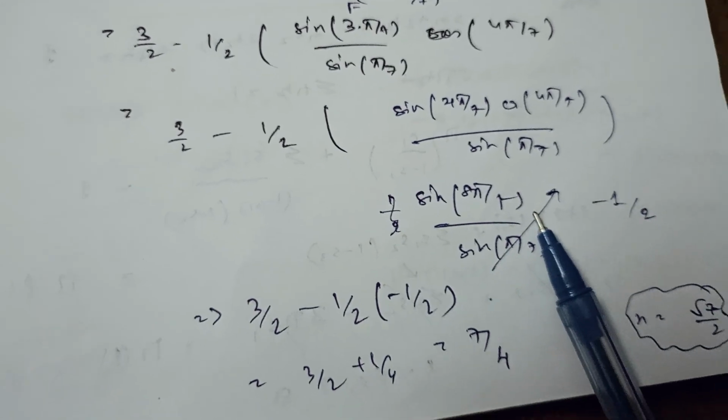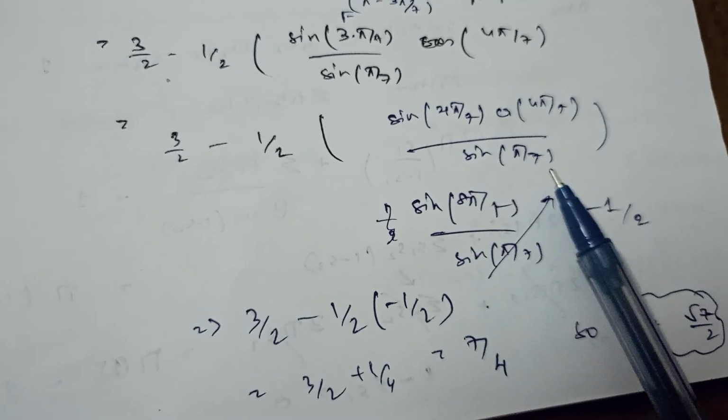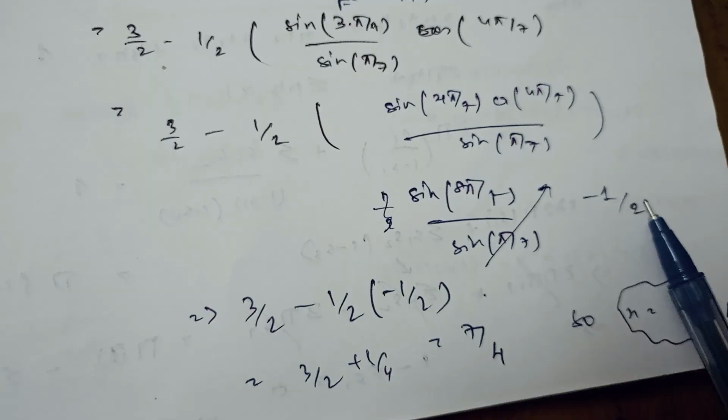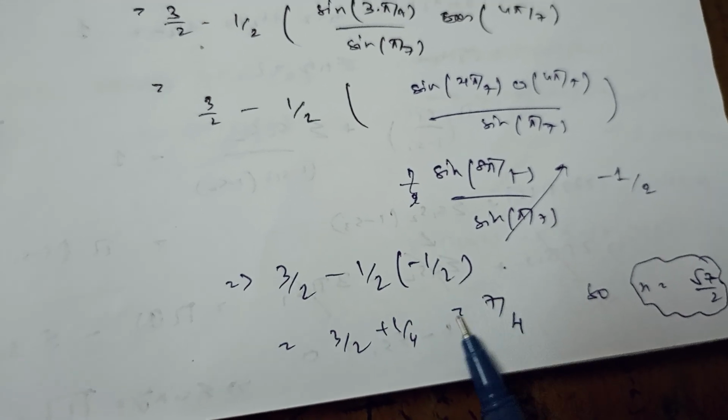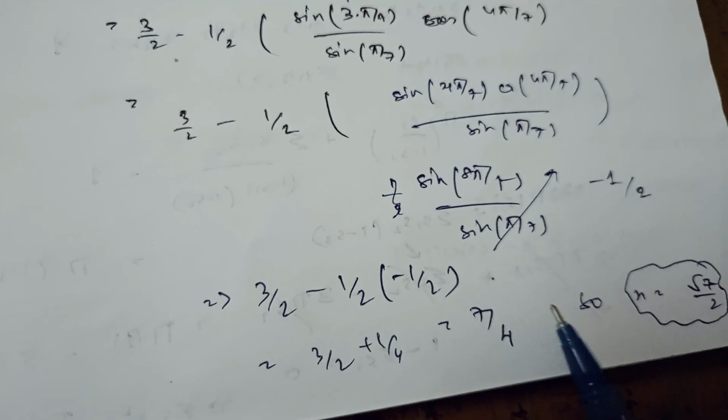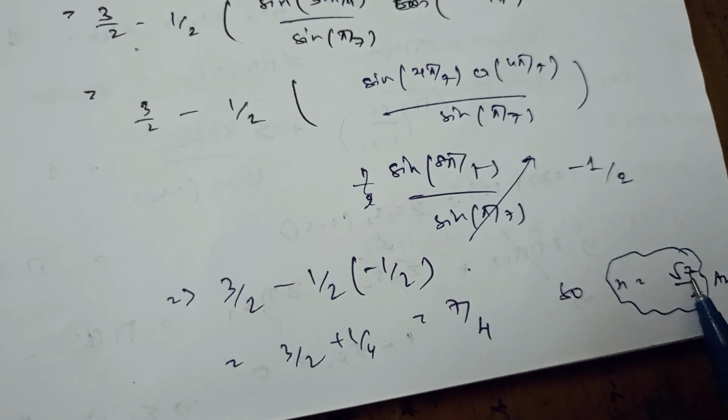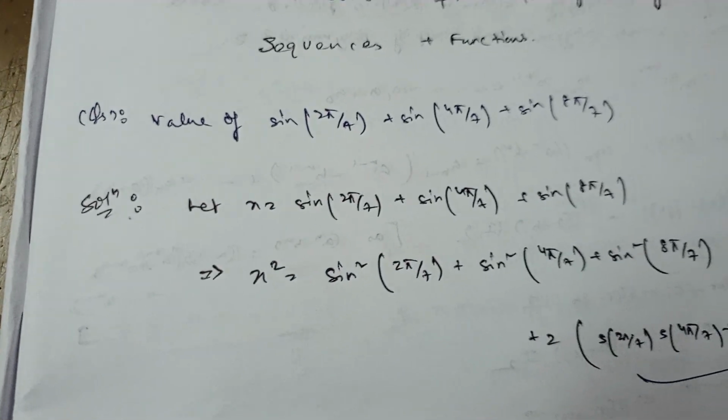You will get, it will cancel each other and you'll get minus half, right? So 3 by 2 minus half times minus half, which is 3 by 2 plus half, and then 7 by 4. So x is root 7 by 2, which was the final answer of this question.